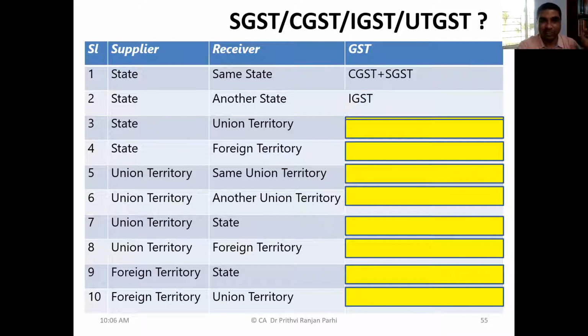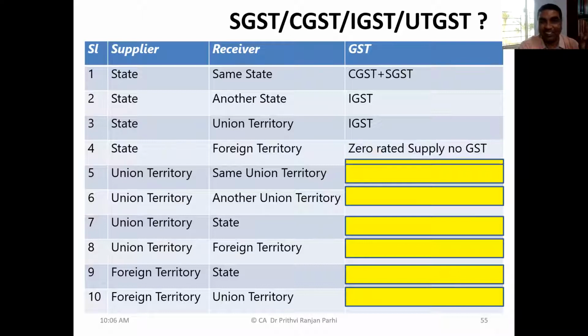IGST. Good. Supplier is a state, receiver is a union territory. Sir, IGST. Supplier is a state, receiver is a foreign territory. No GST. Zero rated. Okay.